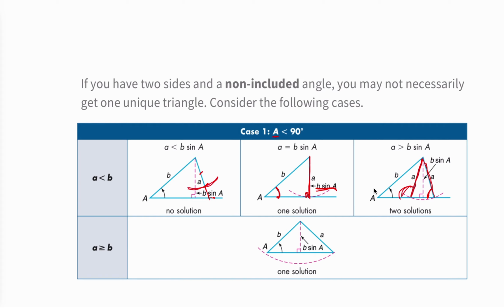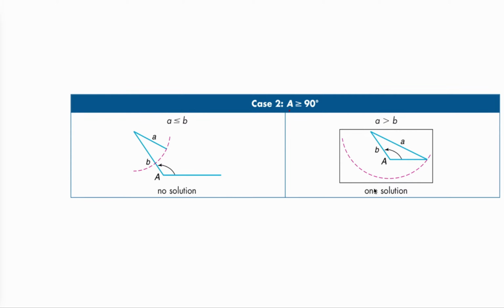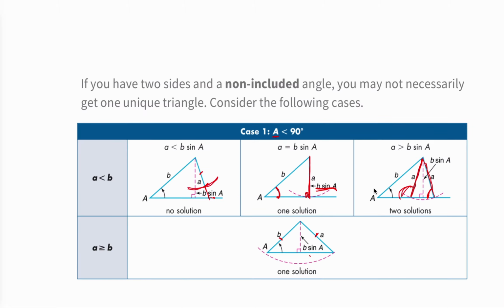If your angle A is less than 90 degrees but side A is bigger than or equal to side B, then you're only going to get one triangle. If the angle that you have is bigger than 90 degrees, the opposite side has to be bigger than the other side. The side opposite the obtuse angle has to be the biggest side in the triangle, otherwise it's not going to make a triangle. So this only applies when you have two sides and a non-included angle.